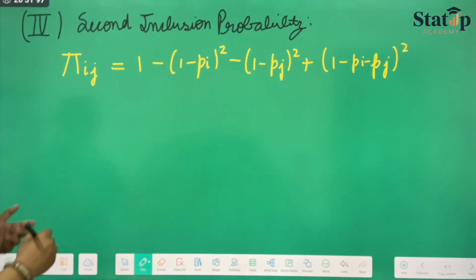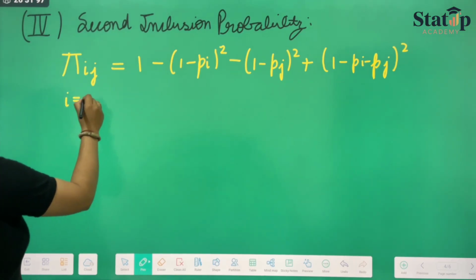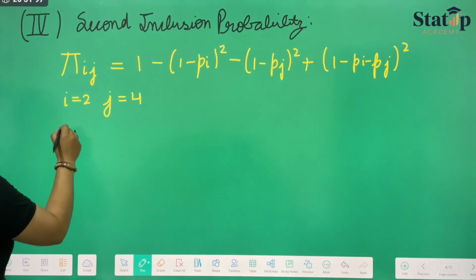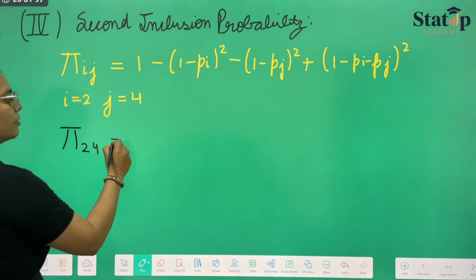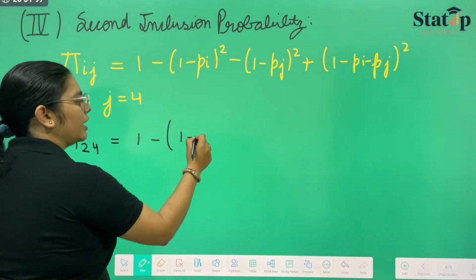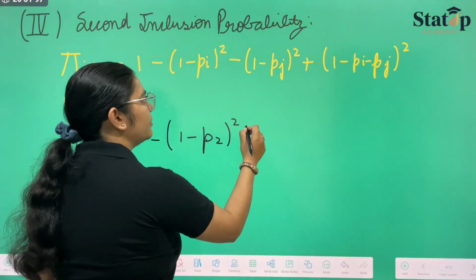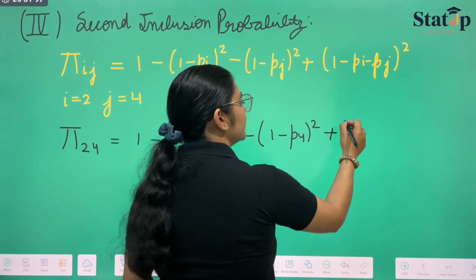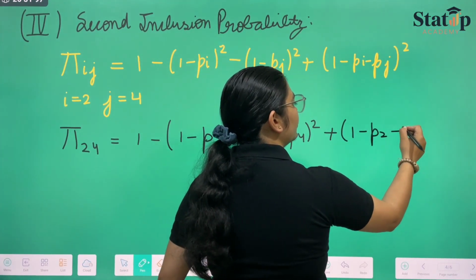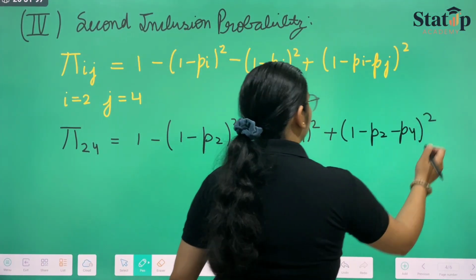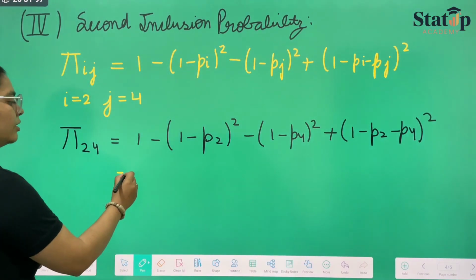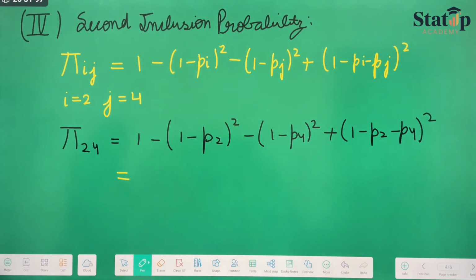Now we have to just put in i and j. i is nothing but 2 and j is nothing but 4. So pi 2 4 is equal to 1 minus (1 minus p2) whole square, minus (1 minus p4) whole square, plus (1 minus p2 minus p4) whole square. Now you can just put the values of p2 and p4 here, and you will get your answer pi 24, which is the second inclusion probability, as 0.16.